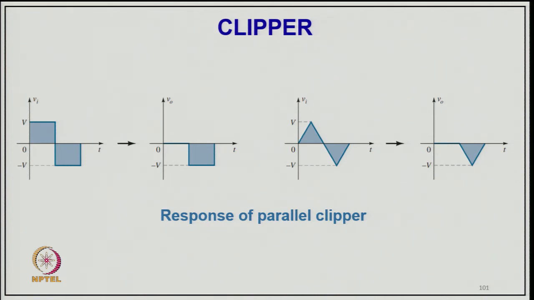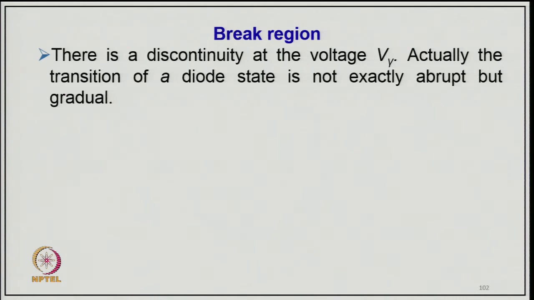Similarly, in the response of the parallel clipper, only the negative half cycle will appear across the output, across the diode, because the diode will not conduct; it will be reverse biased, but in the positive half cycle the diode will conduct. So, there is a discontinuity at the voltage Vy. Actually, the transition of a diode state is not exactly abrupt, but gradual.